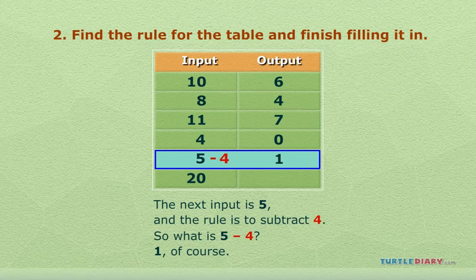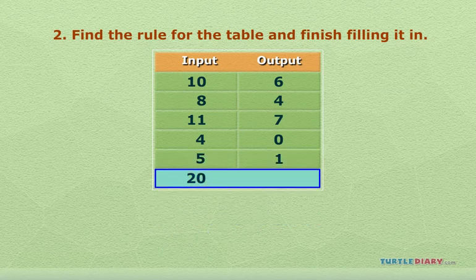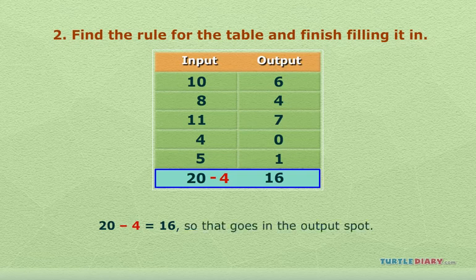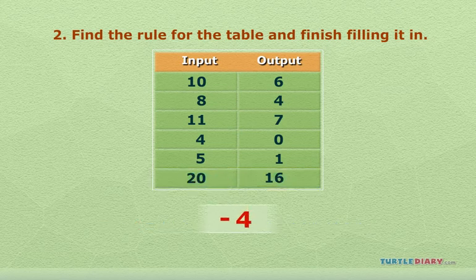Now our table looks like this. The last input is 20, and the rule is still to subtract 4. 20 minus 4 equals 16, so that goes in the output spot. The final answer is that the rule is subtract 4, and the filled-in table is.